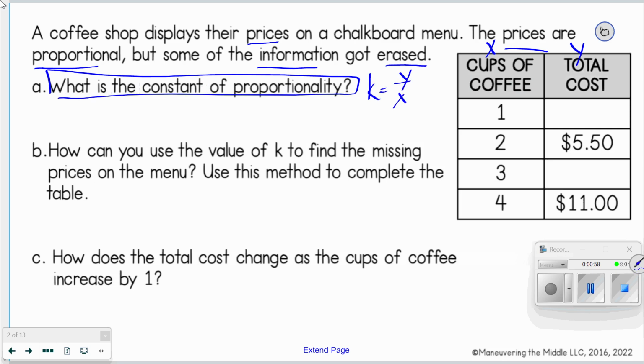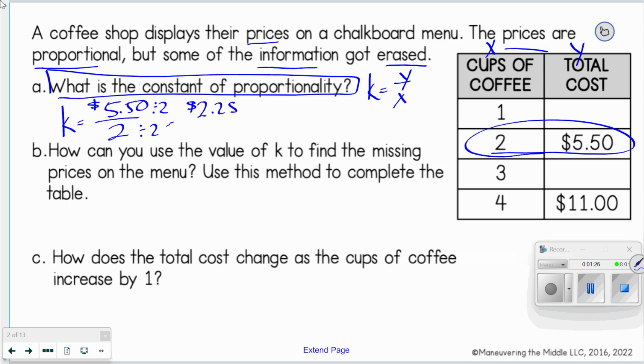All that means is I can take any of these points and I should be able to figure out what it is for 1. So in this case, we've got the $5.50 over 2. You could also use the $11 over 4 to find it. So our k is going to equal the y, which was $5.50, over 2. For our constant of proportionality, we're trying to get it as simplified as we can, meaning I'm going to divide both of these by 2 to give me $2.75 over 1, which simplifies to $2.75. So there is our constant of proportionality, 2.75.